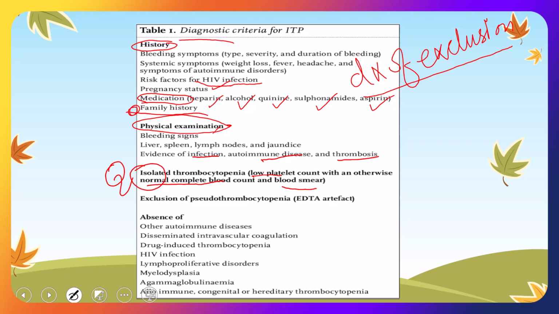Okay, so if we found the absence of any other autoimmune disease, we found absence of DIC, drug-induced thrombocytopenia, there is no HIV infection, no lymphoproliferative disorder, myelodysplasia, then we can diagnose, we can label this condition as ITP.